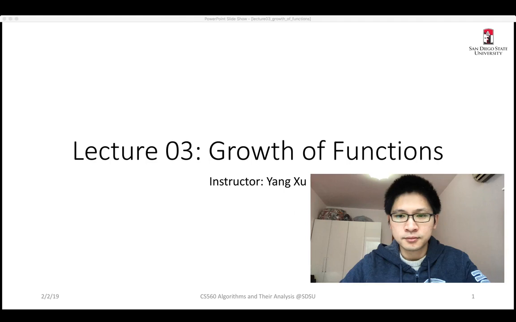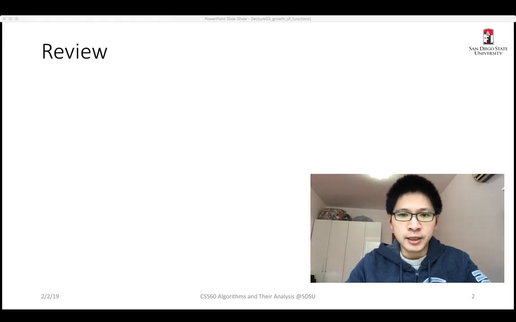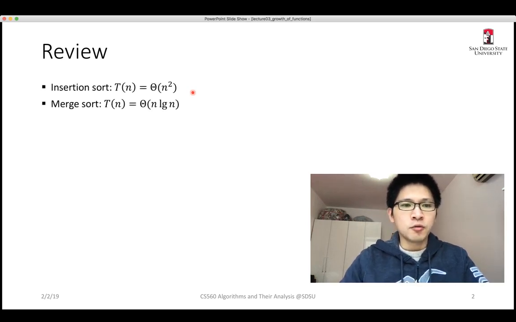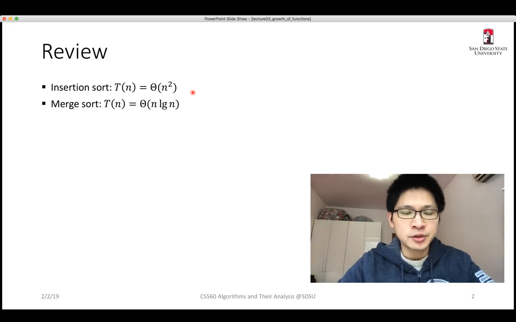So first, let's have a review of the running time of the two sorting algorithms that we analyzed in our last lecture, in our last class. So we have insertion sort and merge sort. And for the worst case running time of insertion sort, we use the notation T of n to denote the running time. Okay, so for the worst case, the running time for insertion sort is written as theta of n squared.